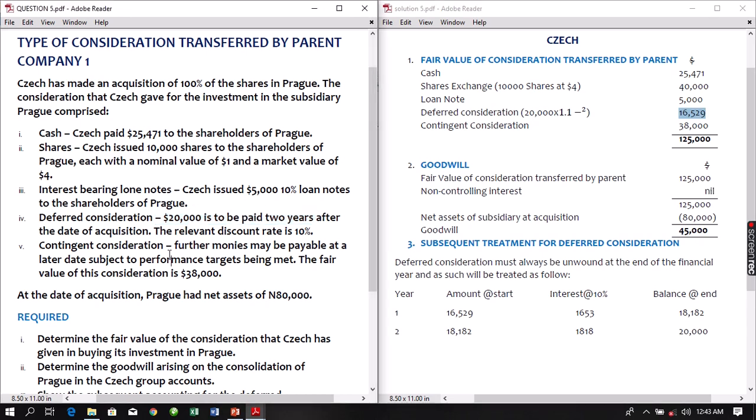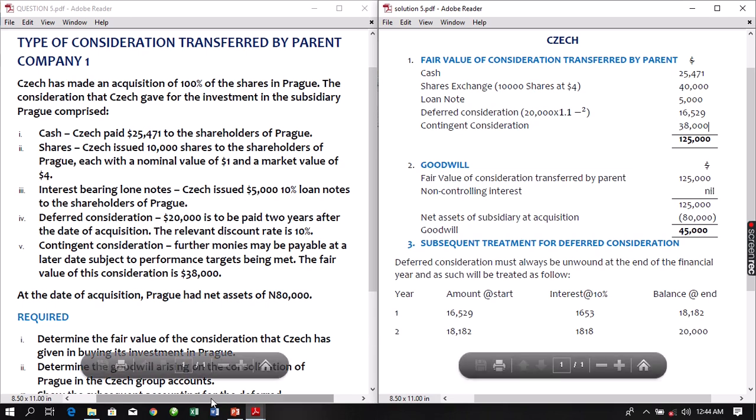Moving to the last one, contingent consideration. Contingent consideration in this case is already estimated for us to be 38,000, but at times they can give us some metrics to calculate it, but every time we use the best estimates to determine our contingent consideration. And in this case, because it is given to us free of charge, I will come here, that is 38,000. So it means that in this case, the parent company furnished 5 different types of consideration to the subsidiary company, and the total fair value of consideration transfer is 125. That will be the end of requirement 1.